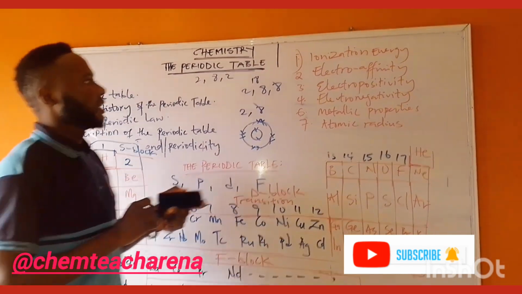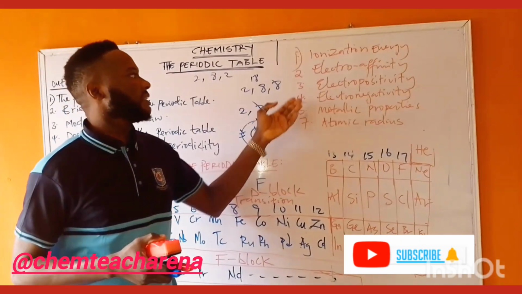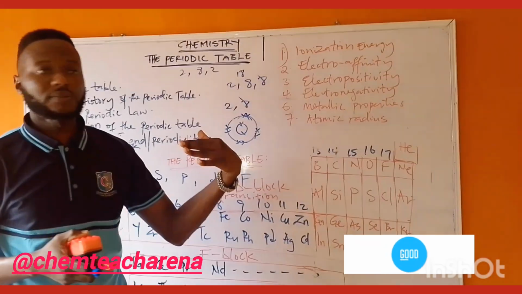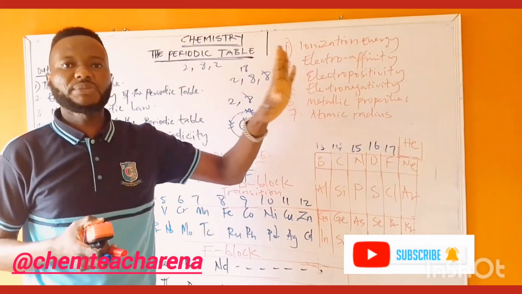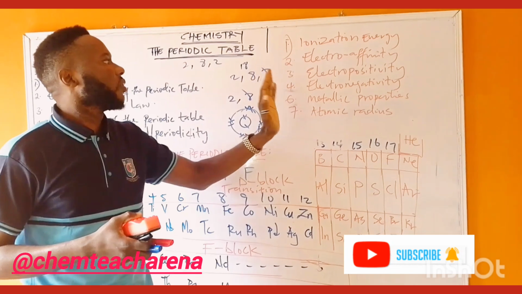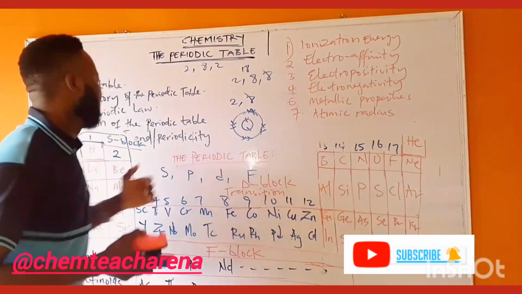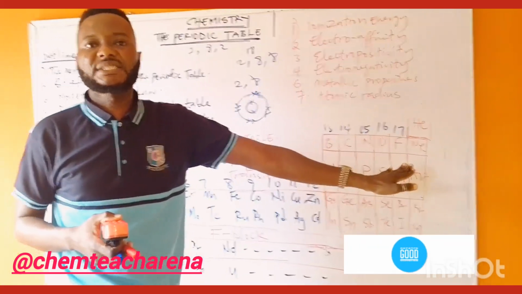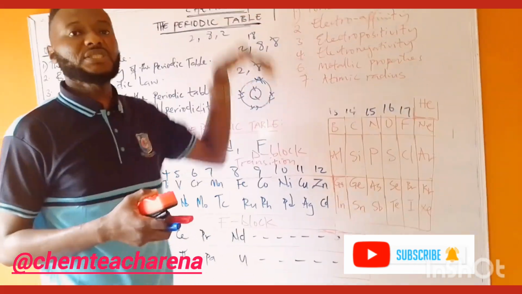Then we now quickly look at electroaffinity. It is the heat evolved when an atom gains an electron. Electroaffinity is the heat evolved. It's an exothermic reaction. It is the heat evolved when an atom gains an electron. Then moving from left to right across the period, electroaffinity increases, and it decreases down the group.